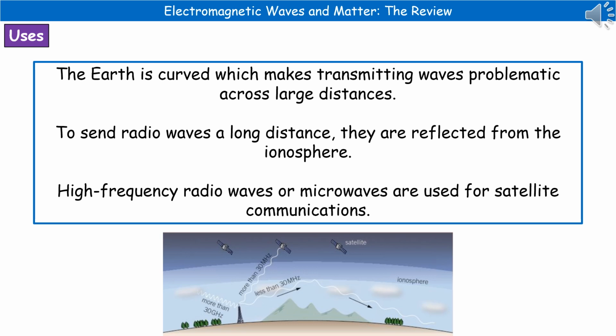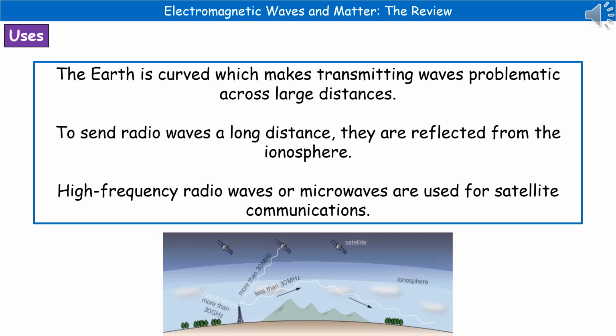If we think about radio waves first of all, these are the ones which are less than 30 megahertz, then we can reflect them from a layer in our atmosphere called the ionosphere. So any electromagnetic wave less than 30 megahertz in its frequency will be reflected by the ionosphere, which means that we can send it up and then bounce it down just from one of those layers in our atmosphere.